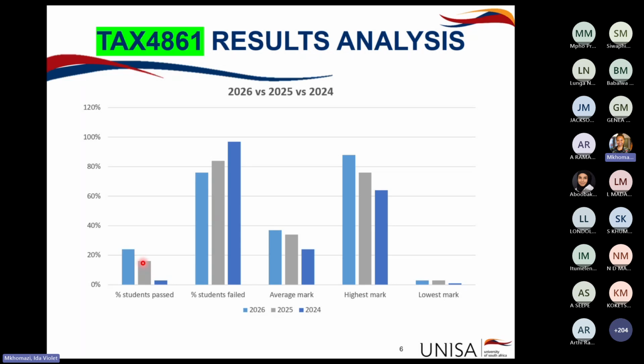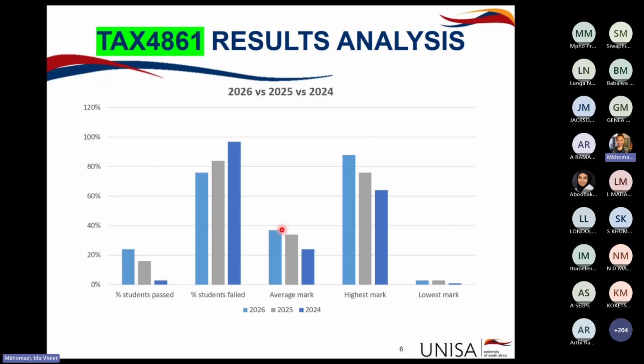Last year, the pass rate was at the lowest pass rate. So we are actually happy to see this upward trend, and we believe that it will even reach greater heights, right? Average mark is looking better, also increasing. So the average mark for 2026 is sitting at 37%, if I'm not mistaken, whereas last year it was about 34%. So we are seeing an increase there as well.